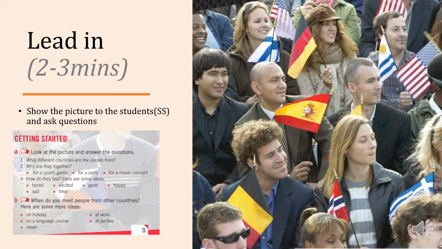Here, there are different ways to conduct the lead-in depending on the level of your students or how long you want the speaking activity to go on. If you want a standard lead-in for, let's say, 2 to 3 minutes, ask students to look at the picture and you ask the questions from exercise A. Don't let them read the questions. Then, put the students in pairs or groups to discuss the question from exercise B for a minute or two.